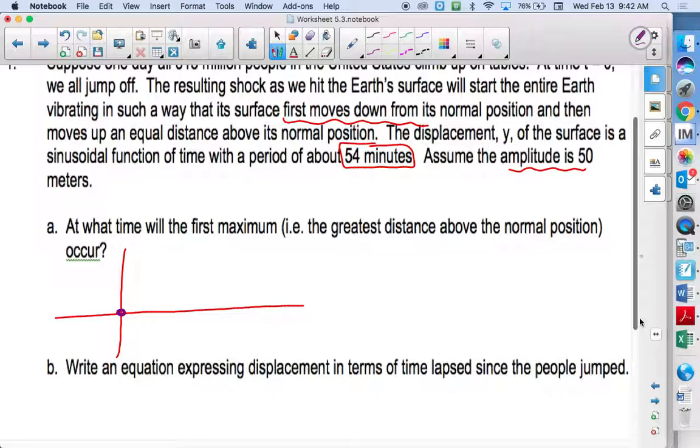So it's starting at the normal position, so it's gonna start at 0. And then it's moving down first. And then it's going to go back to normal, and then it's gonna move an equal distance up, and then it would return to normal. So this graph is a sine graph instead of being a cosine graph. It says that it takes 54 minutes, so here should be the 54 value. The amplitude is 50, so the max is up at 50, the min is down at negative 50. Your goal will be to find when the maximum occurs for that first question.